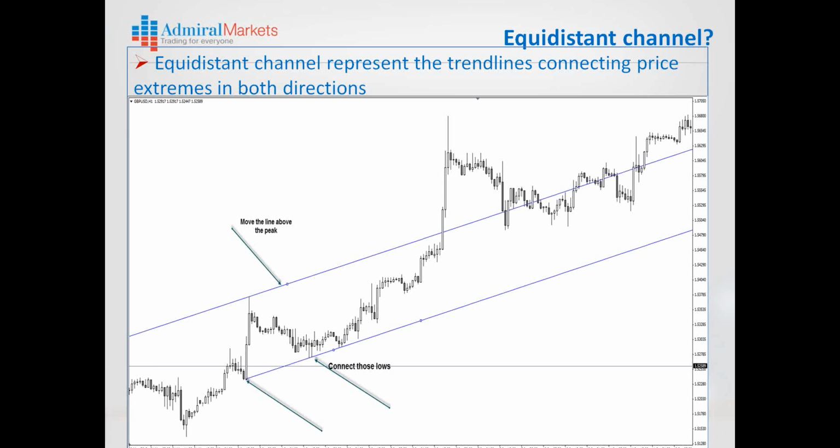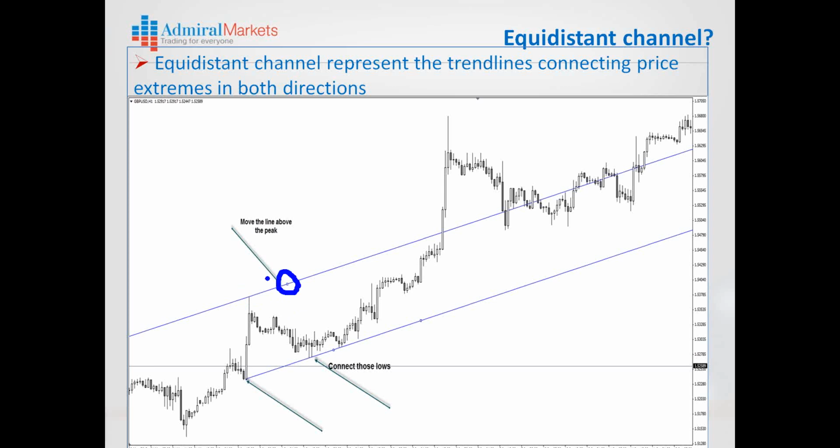So then we move this upward trend channel just above the peak, and here is the peak. You just left click the channel line and move it above the previous peak, of course. You don't know, for example, where the price will go after you connect those two lows. But then you can see that a few candles prior to connecting, there is that peak. So you just click on this little circle and move this trend line above the peak. So you have an equidistant channel.